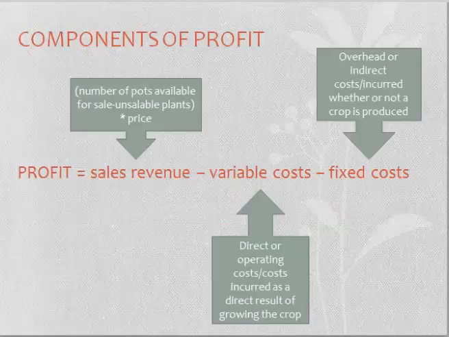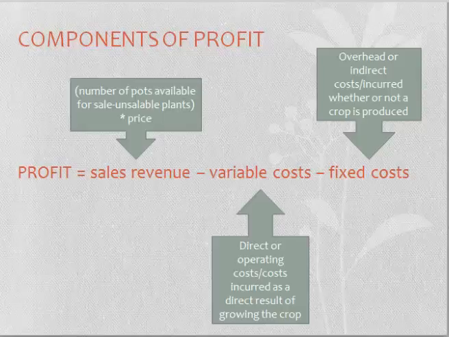So obviously, anytime that we're talking about budgeting or the financial condition of a business, we are most interested in profit because that's what you get to keep. Profit is found by taking your sales revenue, subtracting the variable cost, then subtracting the fixed cost, and that'll give you what you have left to spend. So let's look at each component. Sales revenue is, if you were selling plants in pots, the number of pots that were available for sale minus any that you couldn't sell, times the price. In other words, how much cash did you bring in?